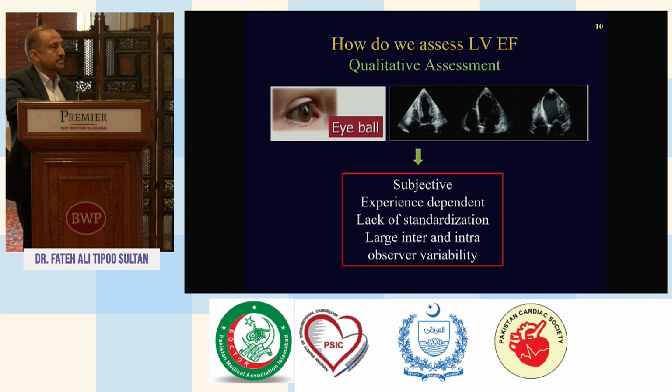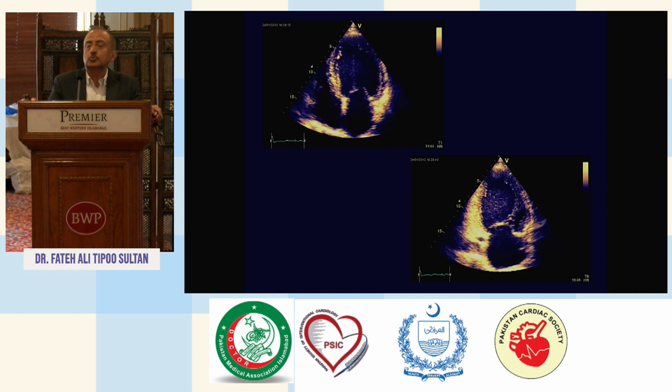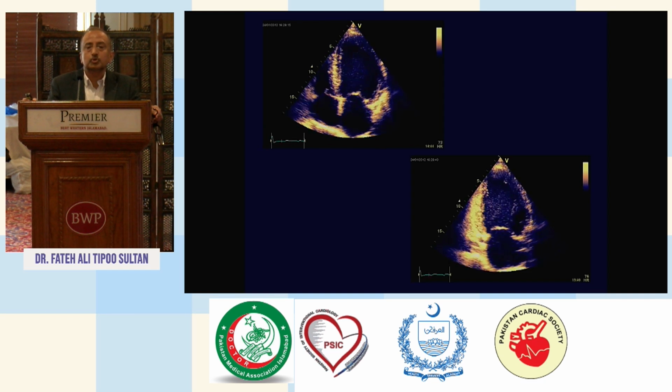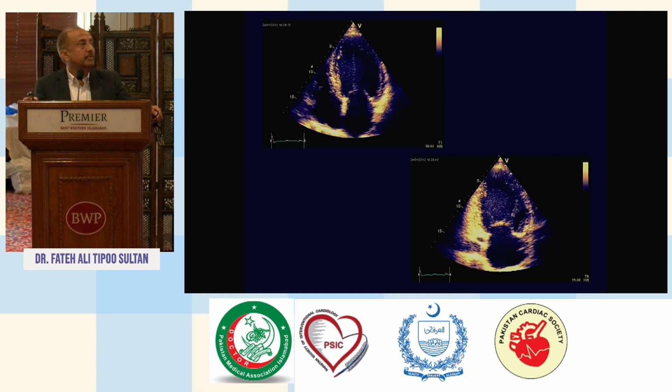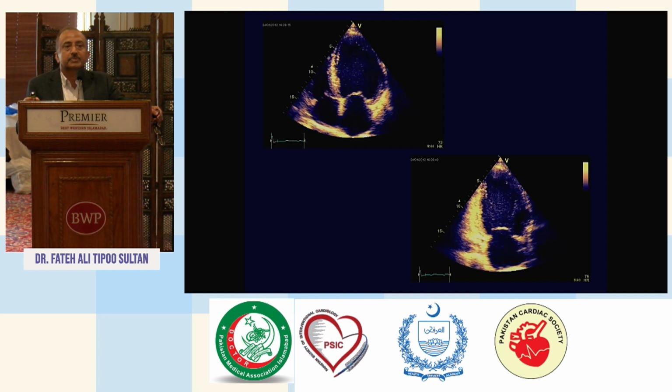So it's rather more subjective, and it's experience dependent, and there is lack of standardization and large inter- and intra-observer variability, especially with inexperienced readers. So these are the usual things which we do. We can take the images in short axis view, as well as in the 4-chamber and 2-chamber, and we visually assess whether the myocardium is contracting, whether there is enough thickening of the myocardium or not, and then you can decide whether this is severe or mild or moderate.